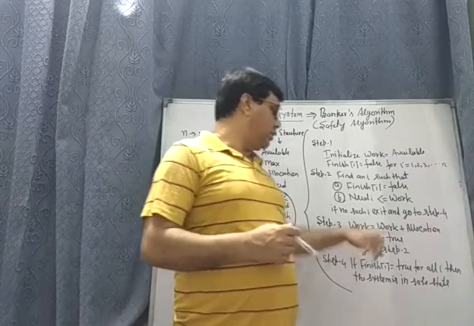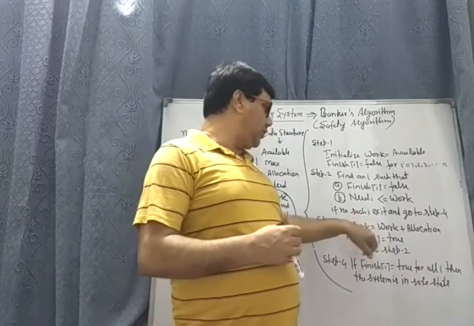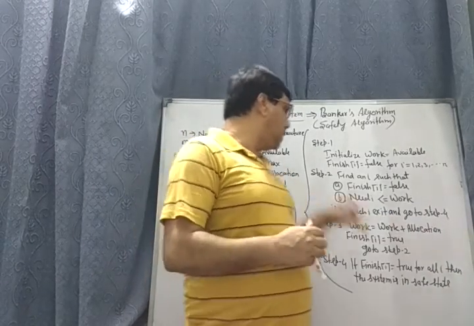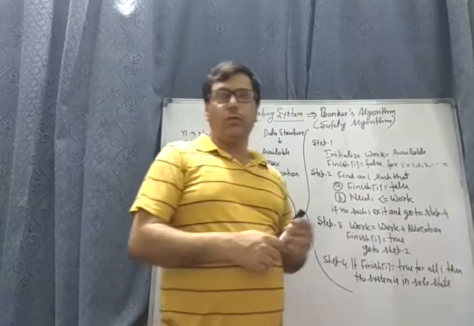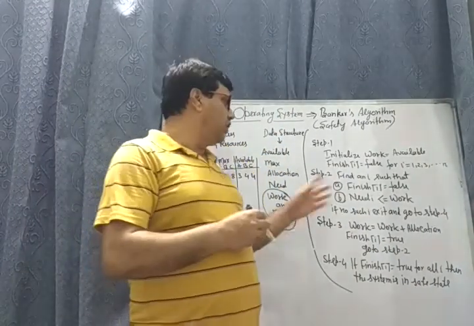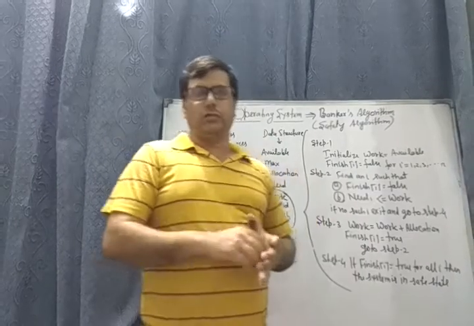In step 3, we again calculate the value of Work plus Allocation, and look here, if Need[i] is less than Work, then that process will be allowed to execute by the kernel.